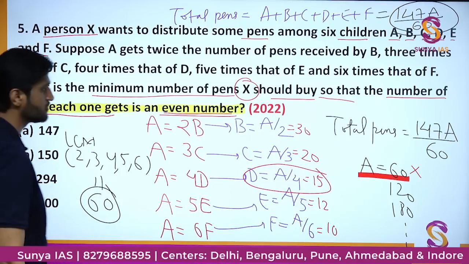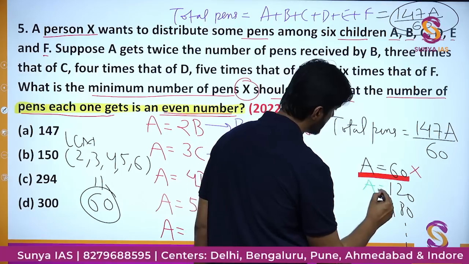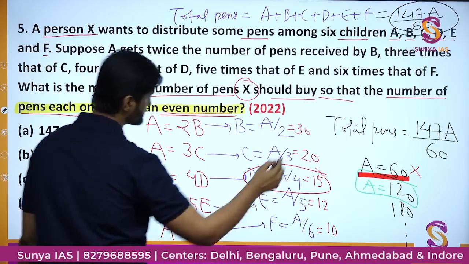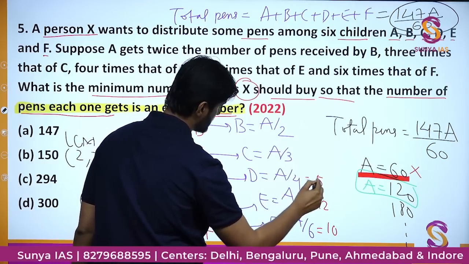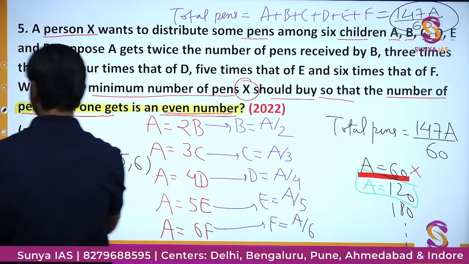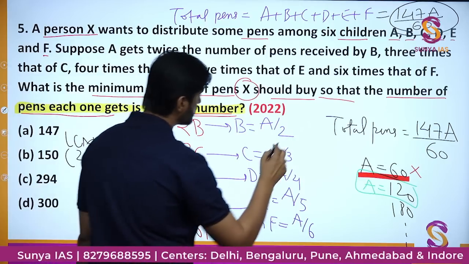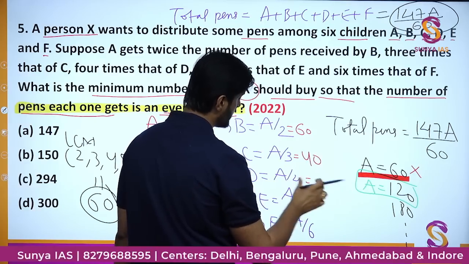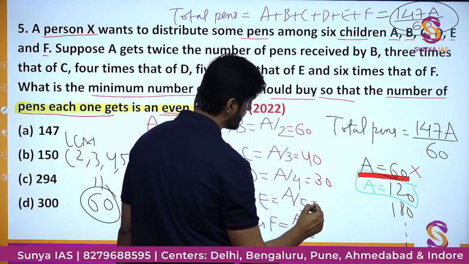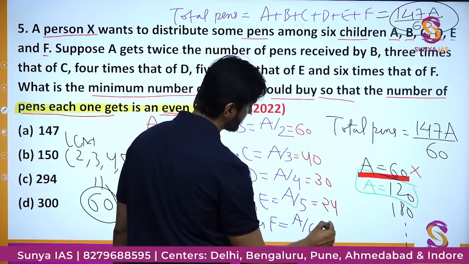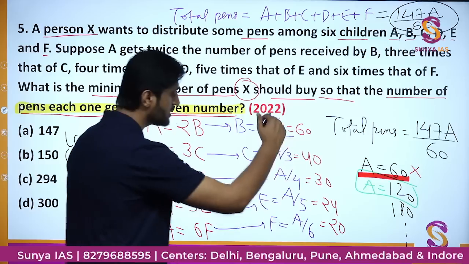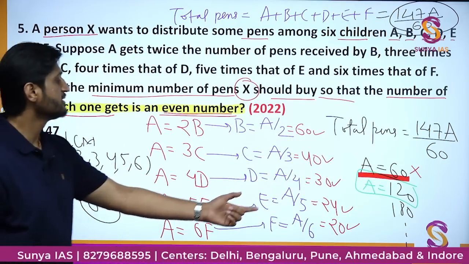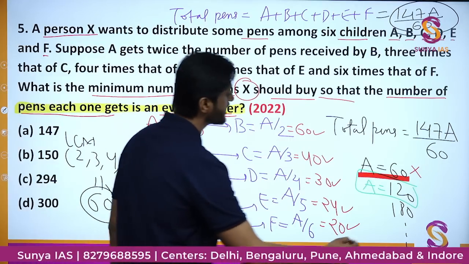So let us try with A as 120. If we put A as 120 here, what are the values we are going to get? B will get A by 2, that is 60 pens. C will get 40. D will get 120 by 4, that is 30 pens. The next will get 24, and finally the last will get 20. Now in this case, everyone is getting an even number of pens. So the minimum number of pens that he should buy should be such that A is getting 120 pens.